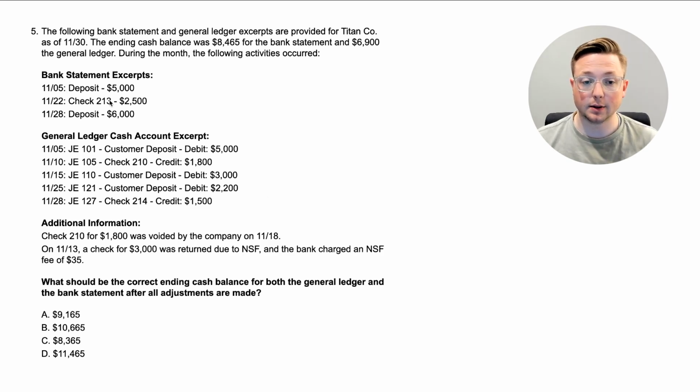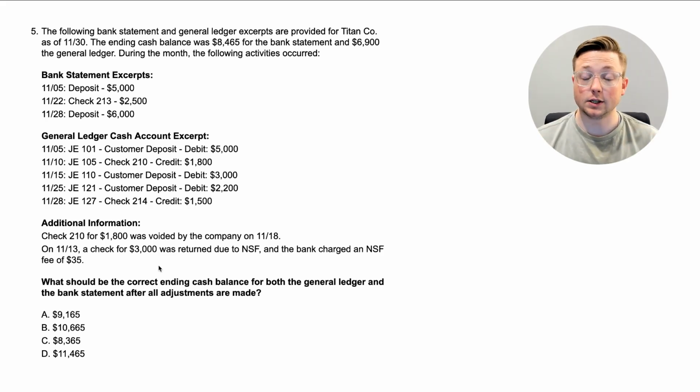So we have the bank statement excerpts. I'm going to let you read through that. And the general ledger cash account excerpt, again, I'm going to let you read through that. But let's read the additional information together. Check 210. So make sure you look for that as you're reading through this. Check 210 was $1,800, and that was voided by the company on the 18th. So we talked about voided checks in a previous question, so pay attention to that. And on the 13th, there was a check for $3,000 that was returned due to non-sufficient funds, and the bank charged a non-sufficient fund fee of $35. And if you pay attention, you'll notice neither of those are up here. So I'm just giving you a little freebie there.